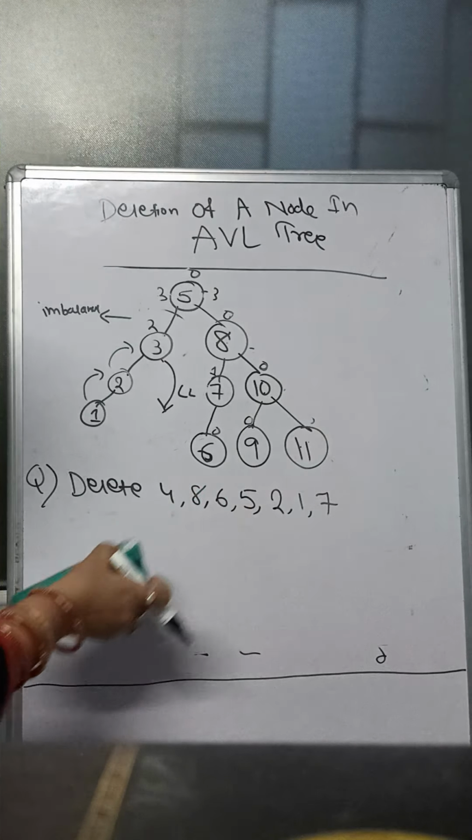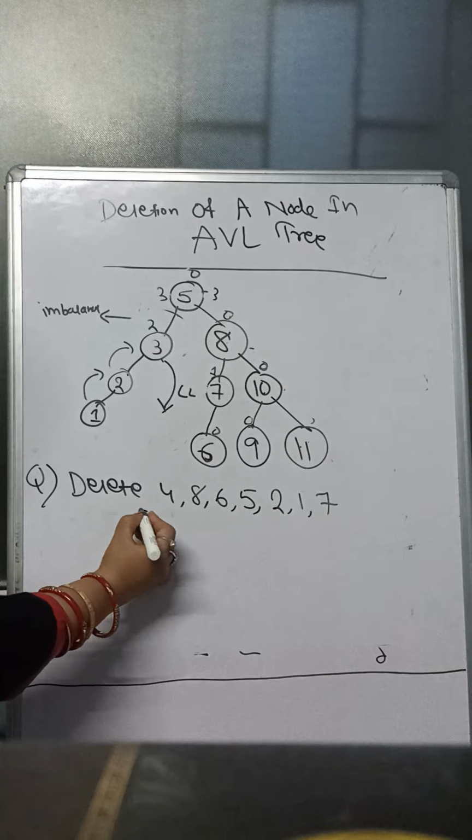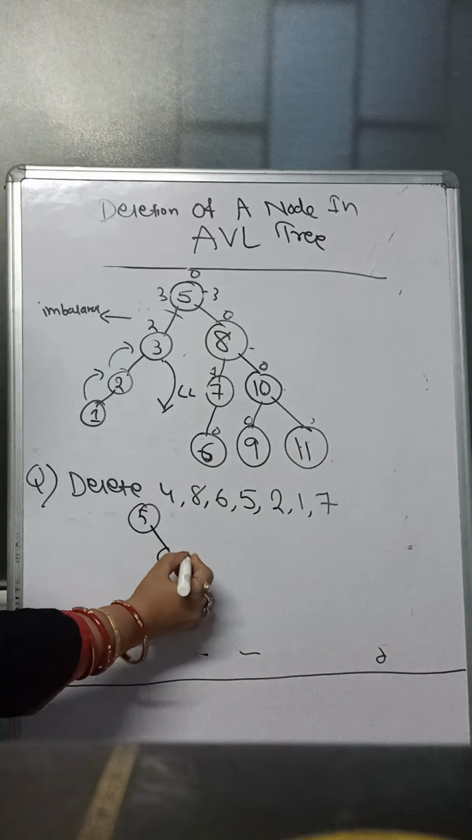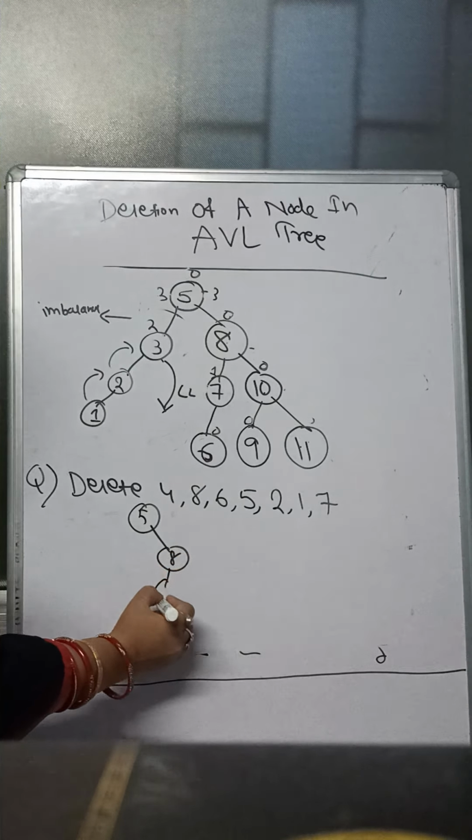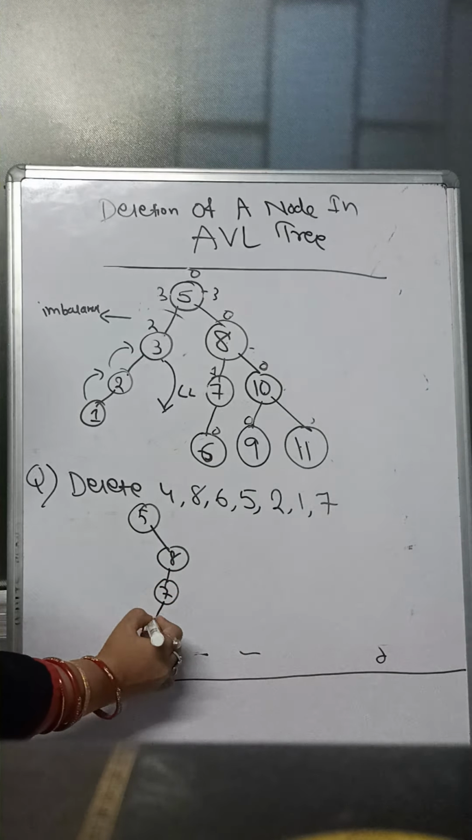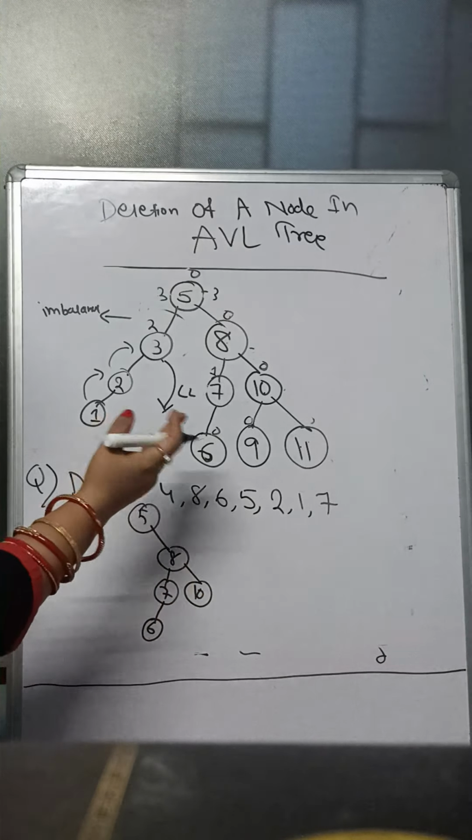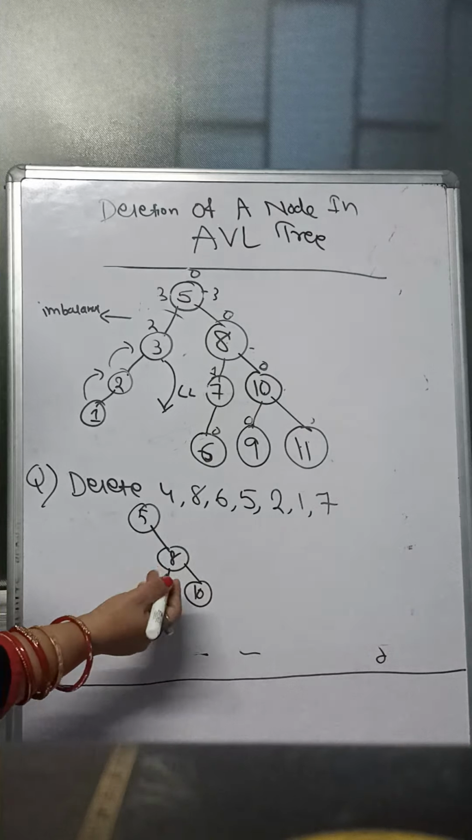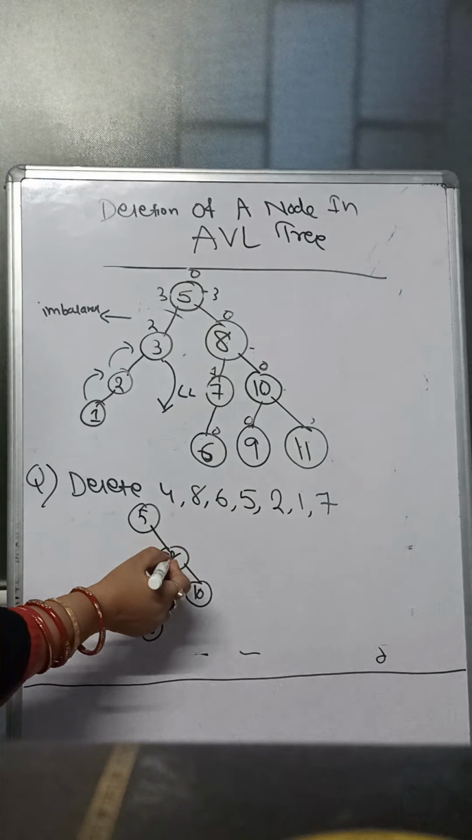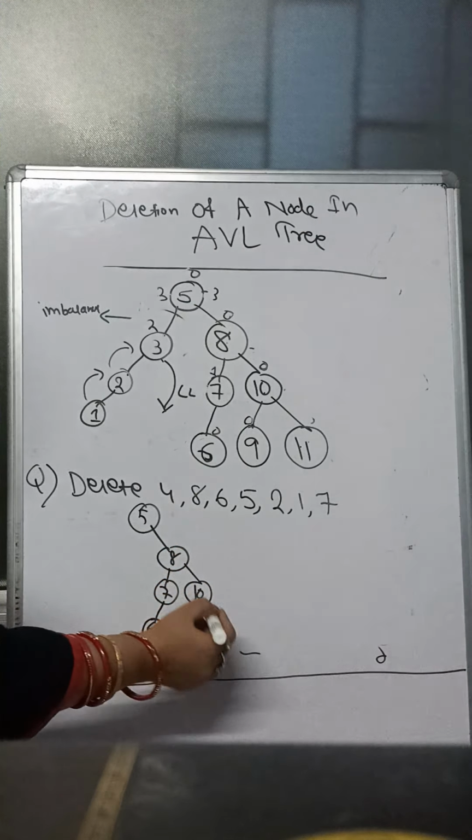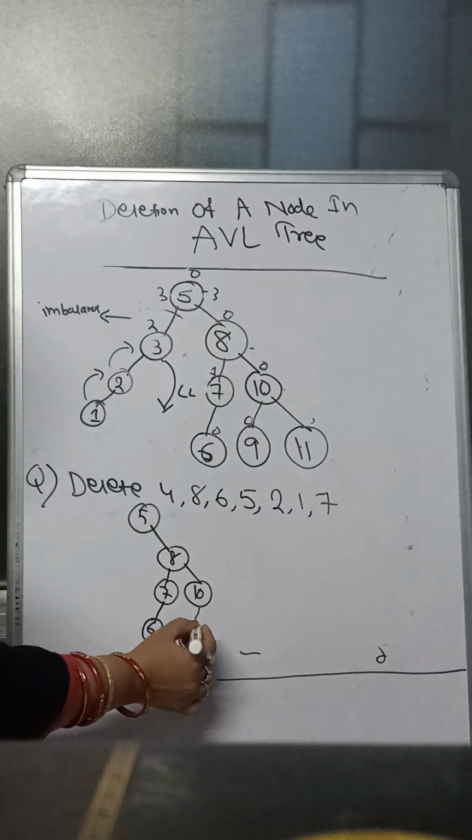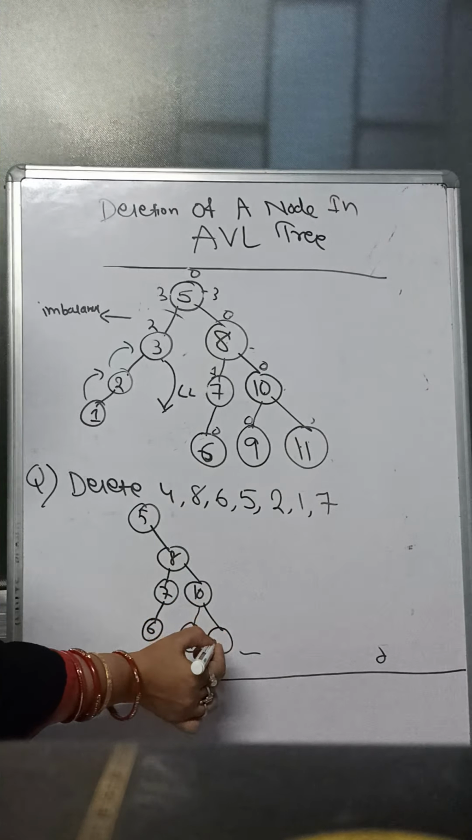you remember the question. Okay, the tree will be 5, then as usual there is no imbalance. 7, 6. You can notice this is according to the BST rule, means always the root or the node is greater than its left subtree and smaller than its right subtree. So the AVL tree also follows that.